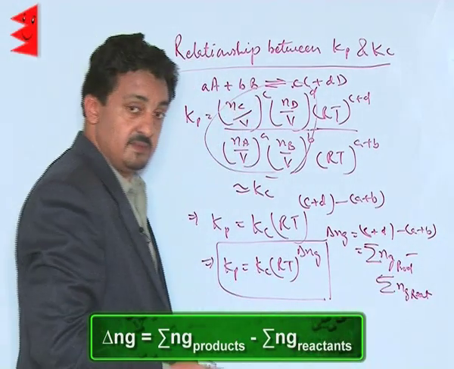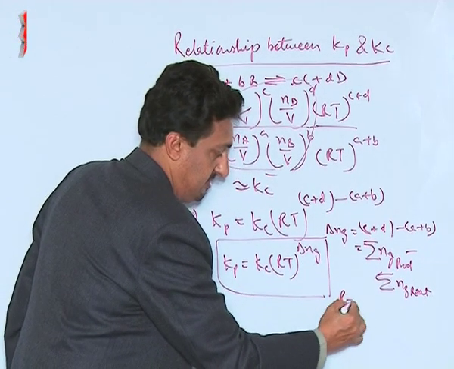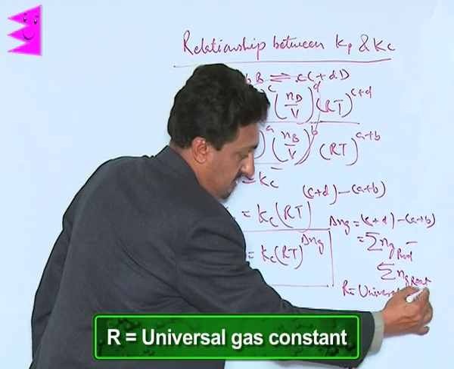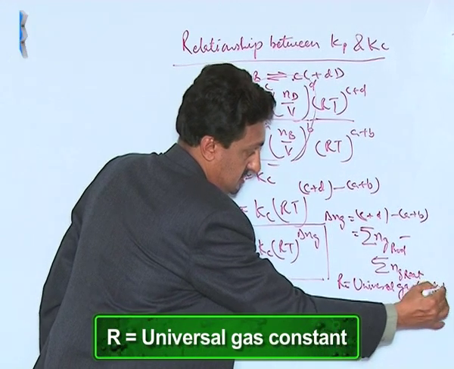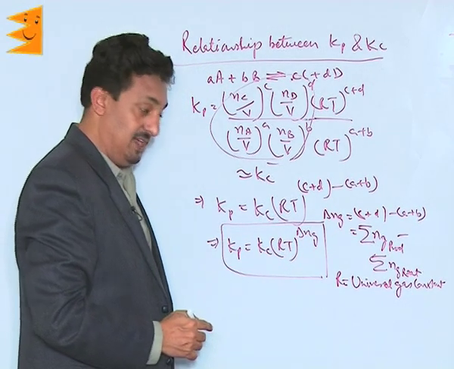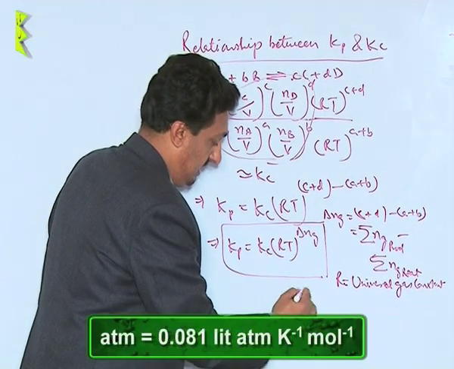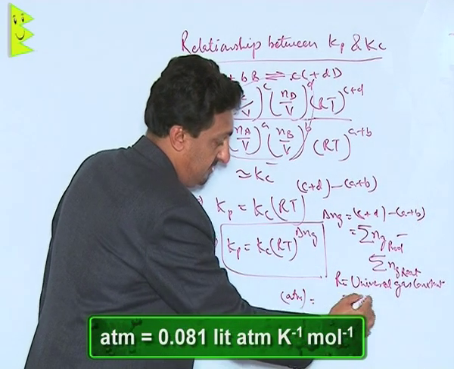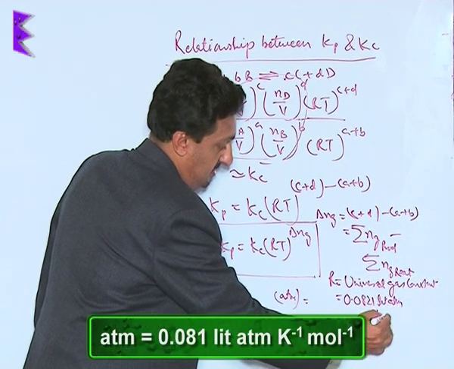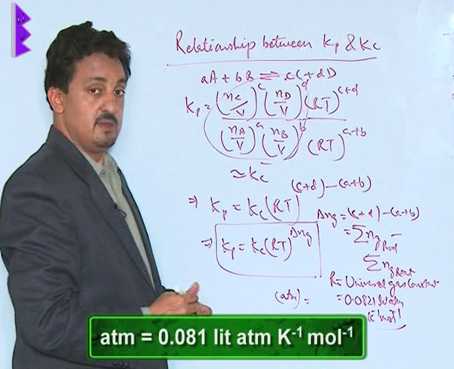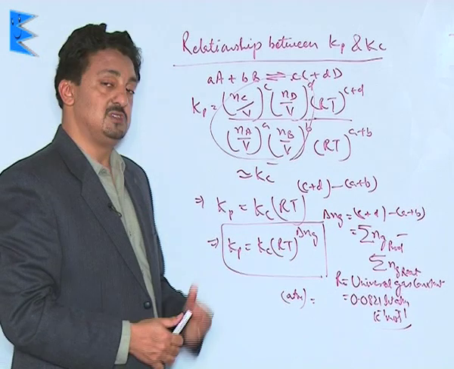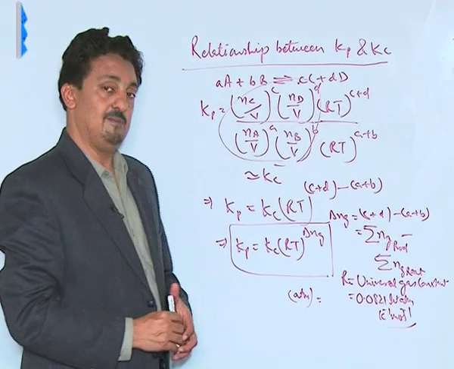And your R is your same universal gas constant, whose unit will depend upon the unit of the Kp. If it is in terms of atm, its value will be 0.0821 liter atmosphere per Kelvin per mole. Or if it is in terms of bar, it will be 0.083. And this is the expression which we use to find out the relationship between Kp and Kc.